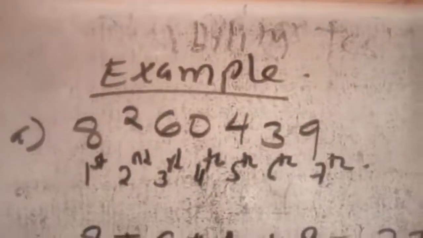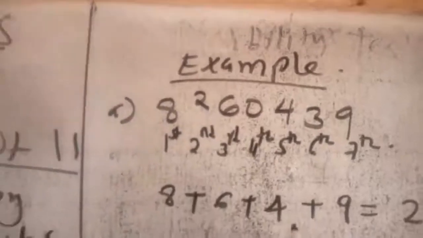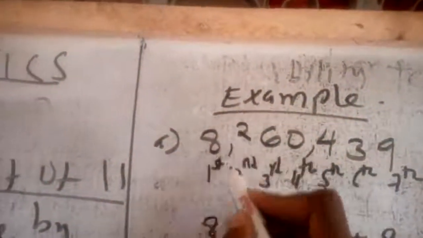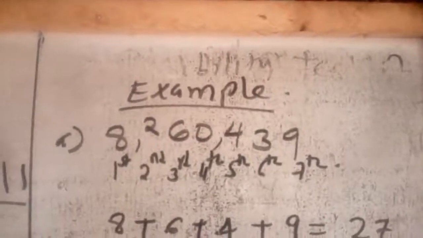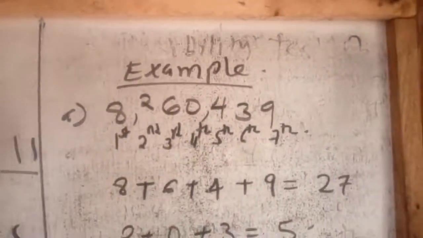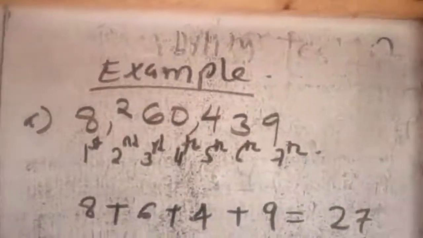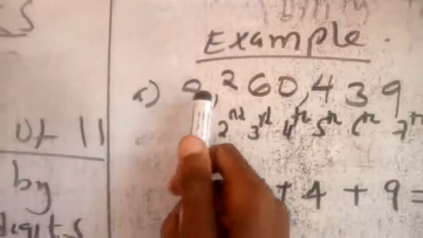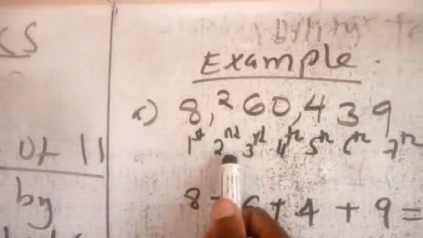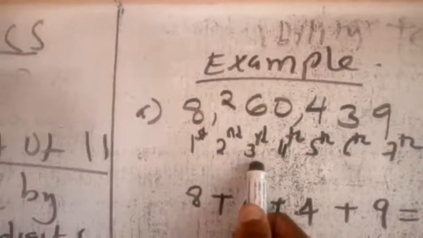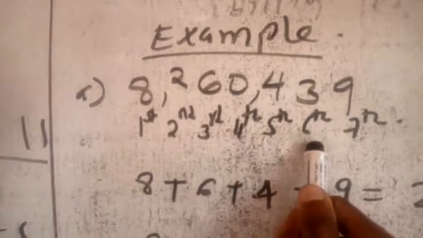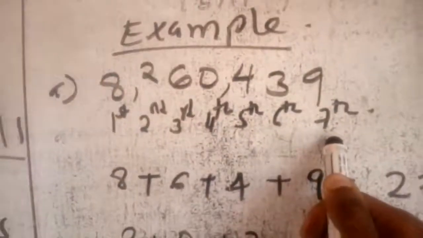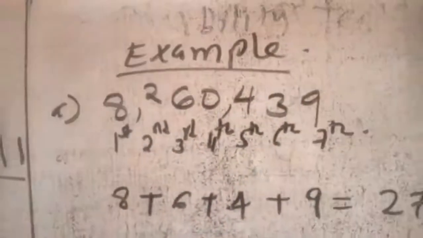That is 8,260,439. Is it divisible by 11 or not? You are supposed to take the first position, which is represented by 8. The second position is 2, the third position is 6, the fourth position is 0, the fifth position is 4, the sixth position is 3, and the seventh position is 9.